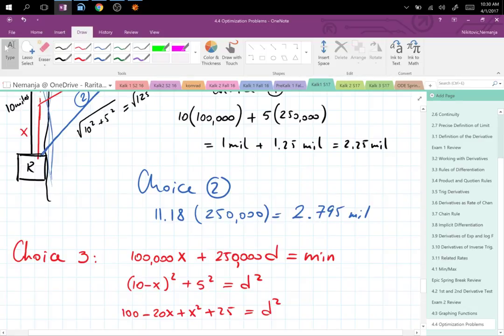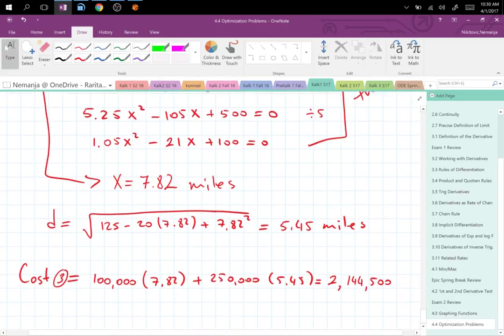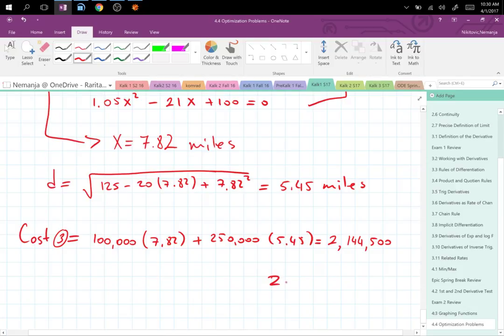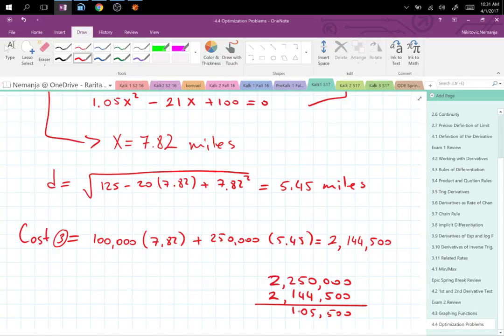So here we saw 2.25 million. It was the cheapest one. 2,250,000 versus 2,144,500. So this calculation saves $105,500.